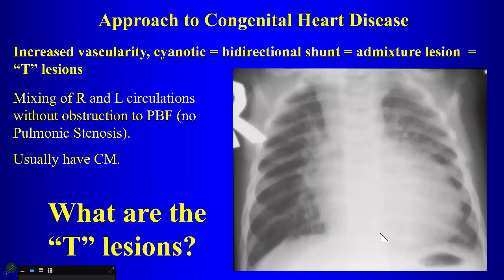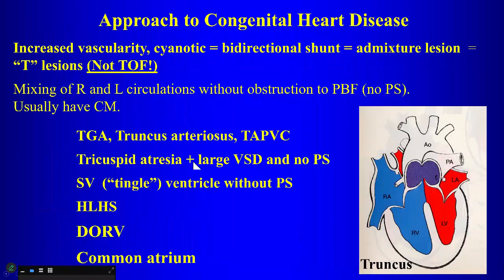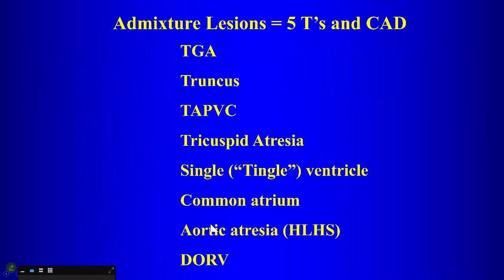So, we discussed the pathology there. We talked about what some of those T lesions are. Make sure you don't blurt out tetralogy of Fallot, right? The three big ones: transposition, truncus, total anomalous pulmonary venous return. Some other ones: tricuspid atresia with large VSD, no pulmonic stenosis, single ventricle without pulmonic stenosis, hypoplastic left heart, which really falls more in the category of failure, double outlet right ventricle, common atrium, just some other ones that are thrown in there. But these three you have to know, all right? Those are the ones that are most likely you'll be asked about.